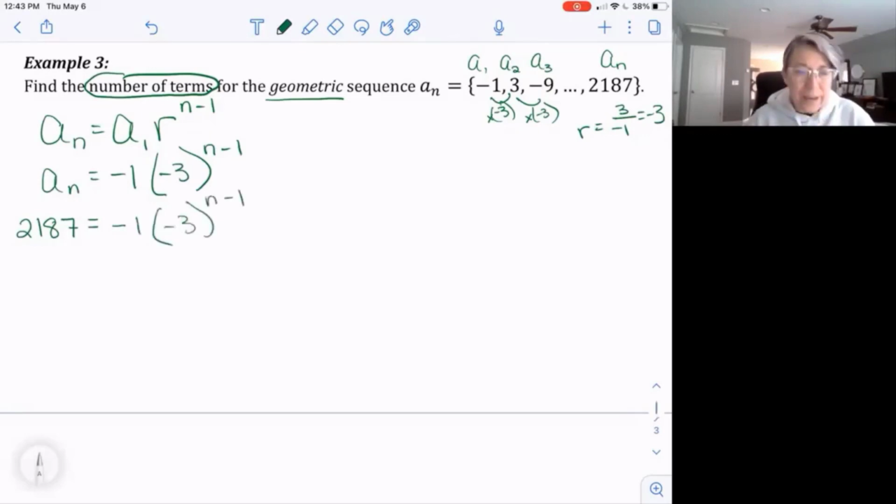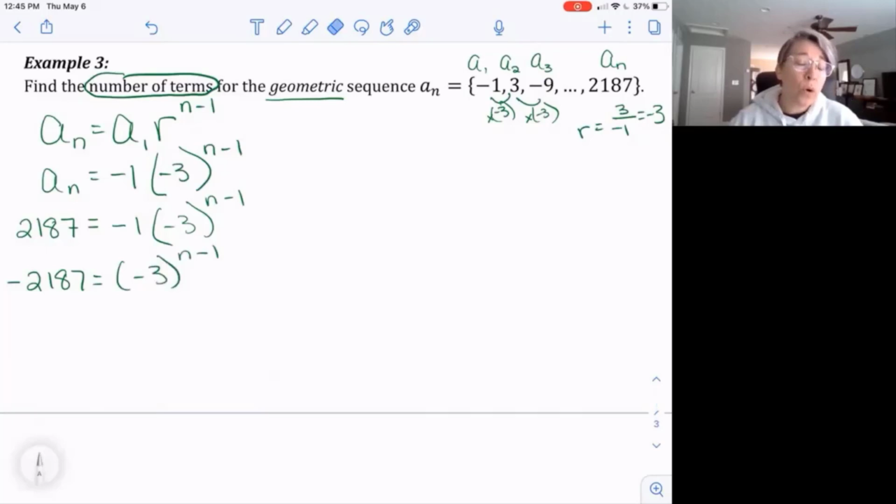for our n. Now again, order of operations. I see too many people making the common error of multiplying the -1 by the -3 first. Remember, we can't do that. Go back to the pre-algebra stuff, which I know you know, but sometimes when we get to pre-calc and calc, we kind of forget some of the nitty-gritty fundamentals. So let's divide by that -1. So we'll get -2,187 equals -3 to the n minus 1.